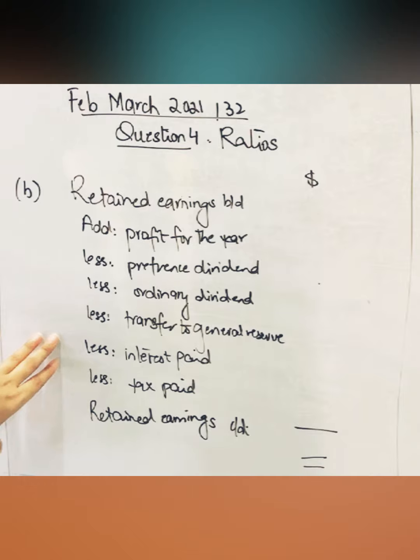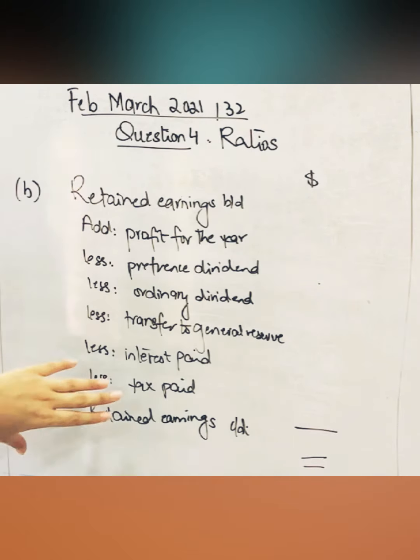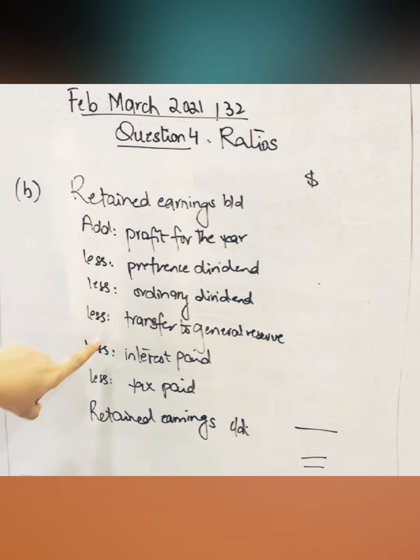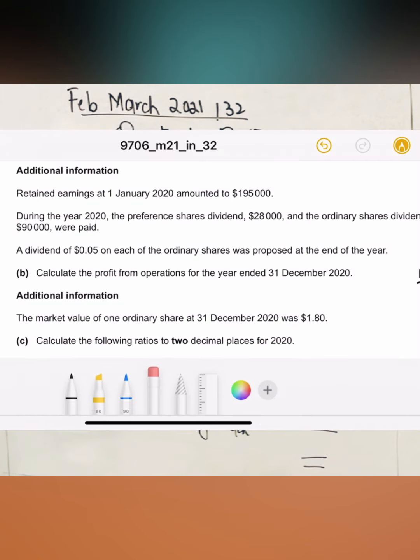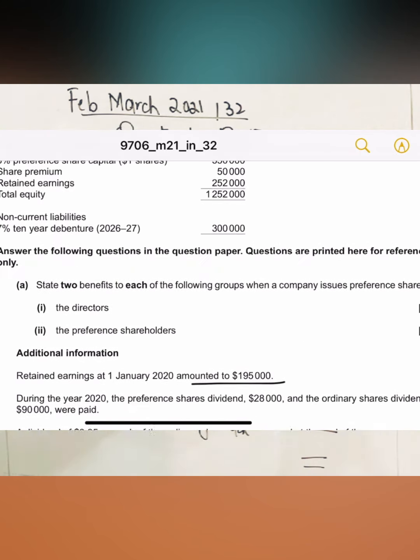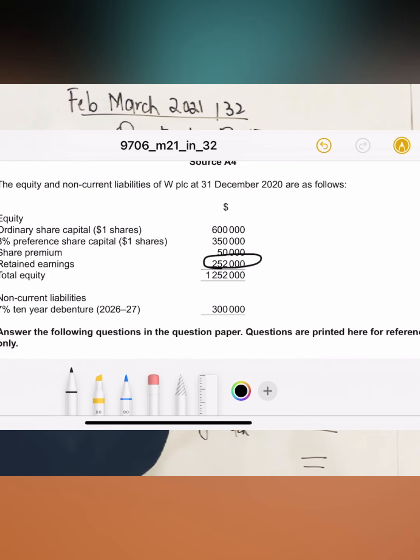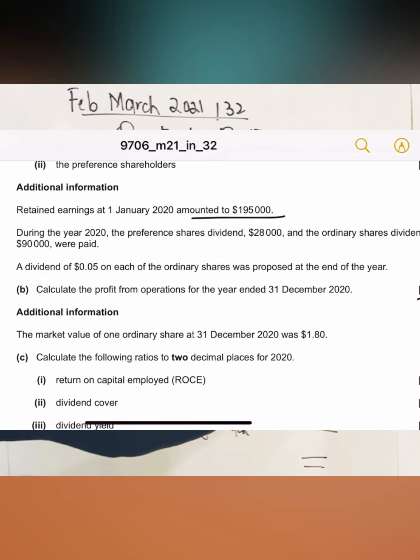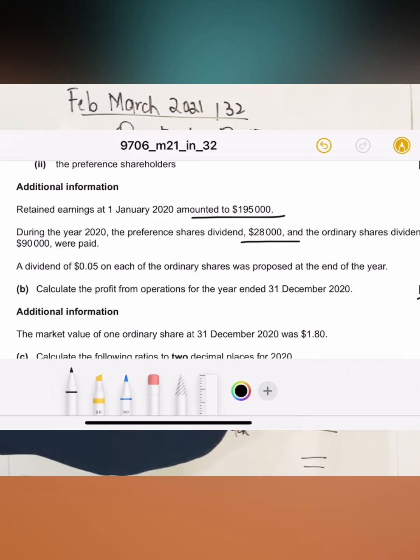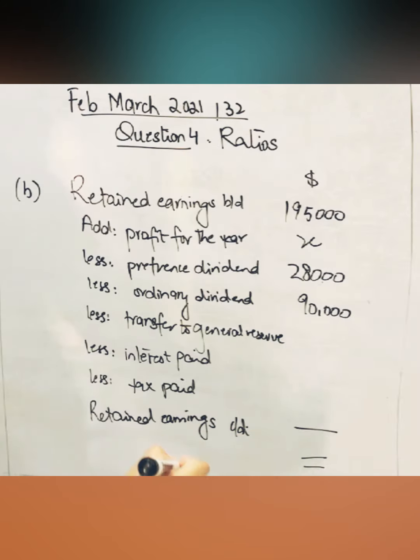You can use the other way too. You have all these things listed down, you just put the figures in and you can get to the answer. So we have profit for the year added, preference dividend and ordinary dividend subtracted, transfer to general reserve, interest paid, tax paid, and you get the retained earnings. Now if you look at the information, we are given retained earnings at the start, which are 195,000. We have profit for the year, which we need to calculate, and can be written as X. The preference dividend paid was 28,000. Ordinary dividend was 90,000. We will not include the proposed dividend.